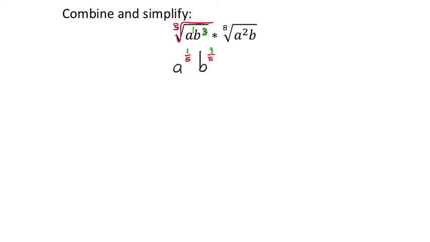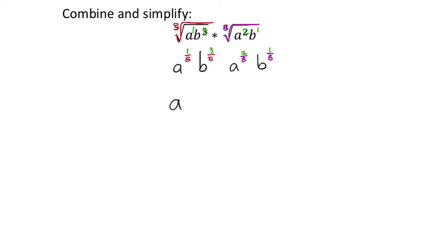So I'm just changing the format so I can start to combine the bases. And then also we got the 8th root of a squared and b. So again, we have the two bases, a and b, with exponents of 2 and 1. So a to the power of 2, b to the power of 1. But again, these are over 8 because of the 8th root.